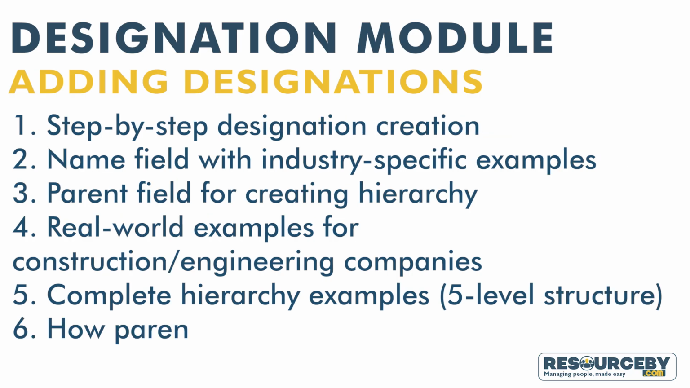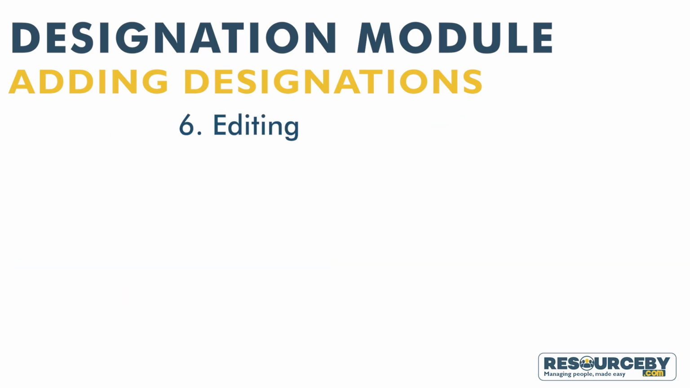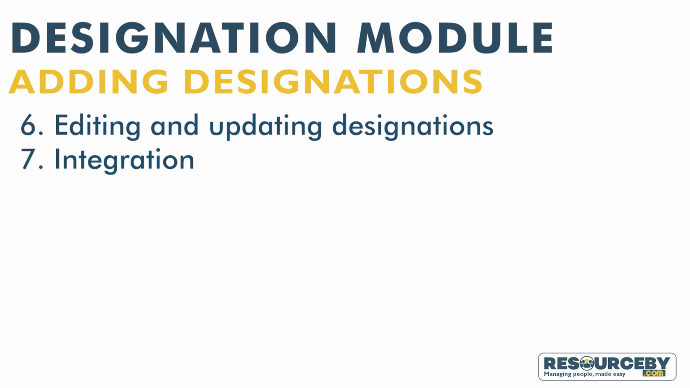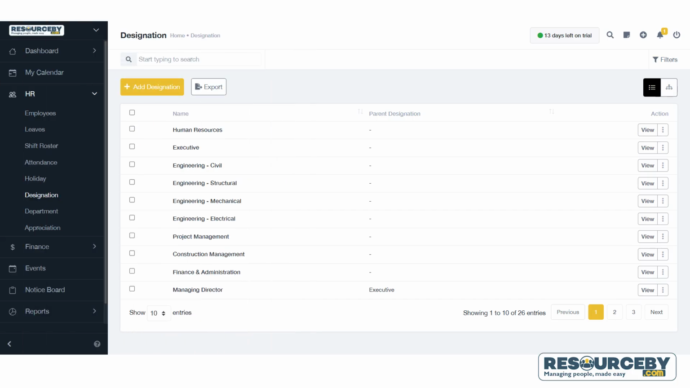Adding designations. Welcome back. Now let's learn how to add designations to your Resourceby system. This is where you define all the job titles your organization uses and create the reporting structure that reflects your real-world hierarchy. Click the yellow Add Designation button.